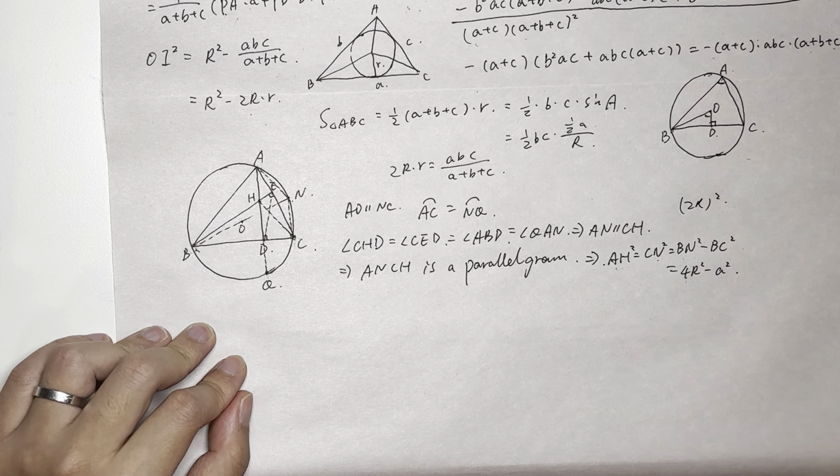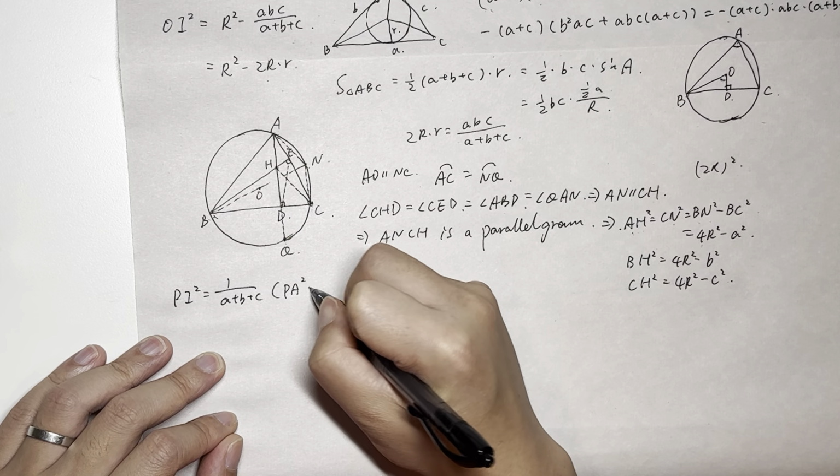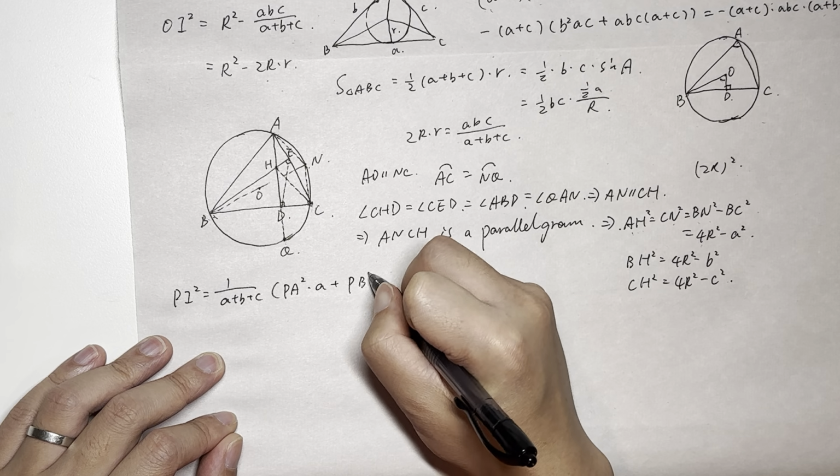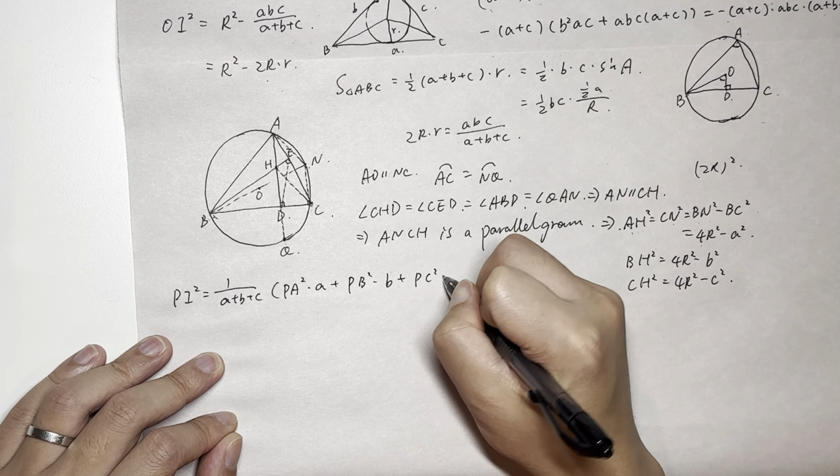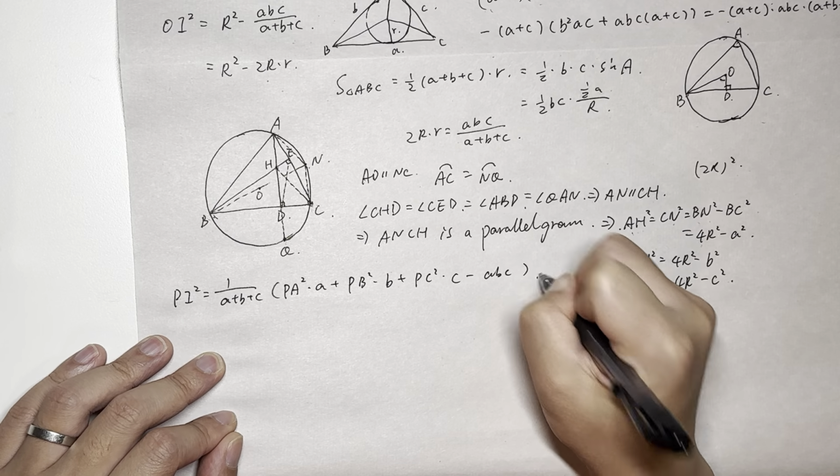And just look at the form of this, we can easily get that BH square equals 4R square minus B square, and CH square equals 4R square minus C square, right? Now we just use the equation we already got, that PI square equals 1 over A plus B plus C times PA square times A plus PB square times B plus PC square times C minus ABC, right?